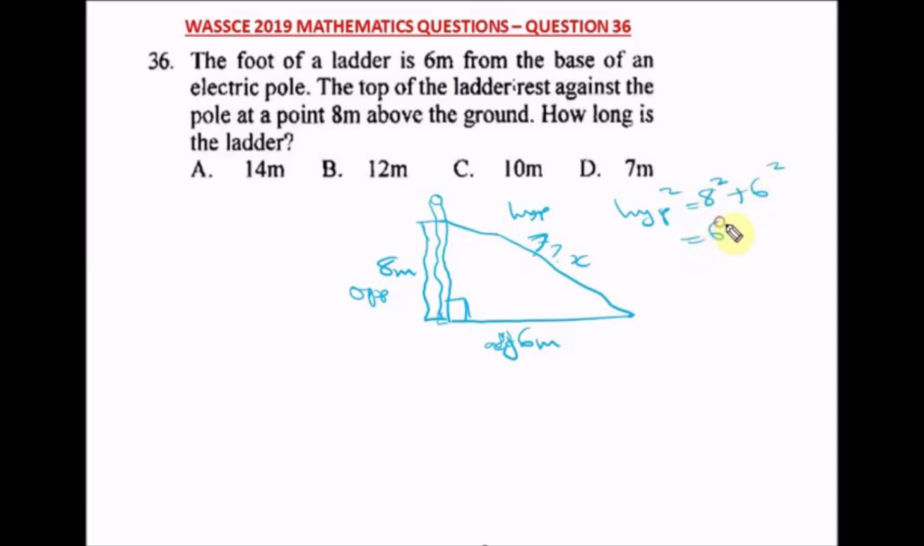And what is 8 squared? That's 64 plus 36, since 6 squared is 36, and this will give us 100. And our hypotenuse will be the square root of 100. That is 10. So how long the ladder is, is 10 meters. This is our answer, 10 meters, and our right option here is option C.